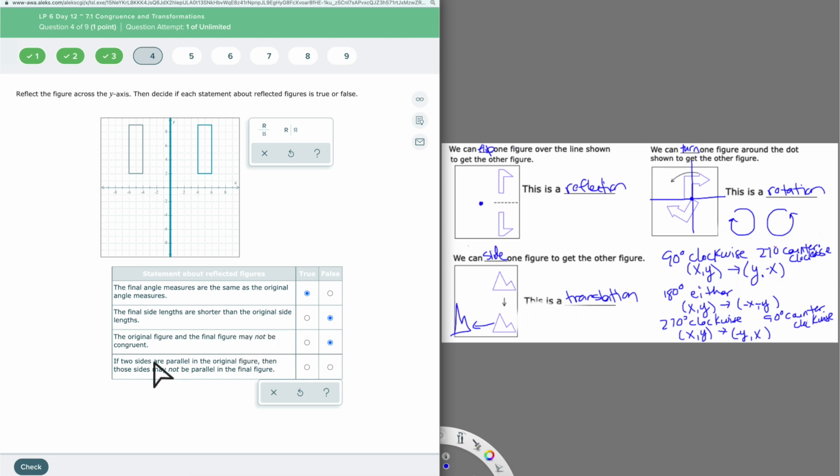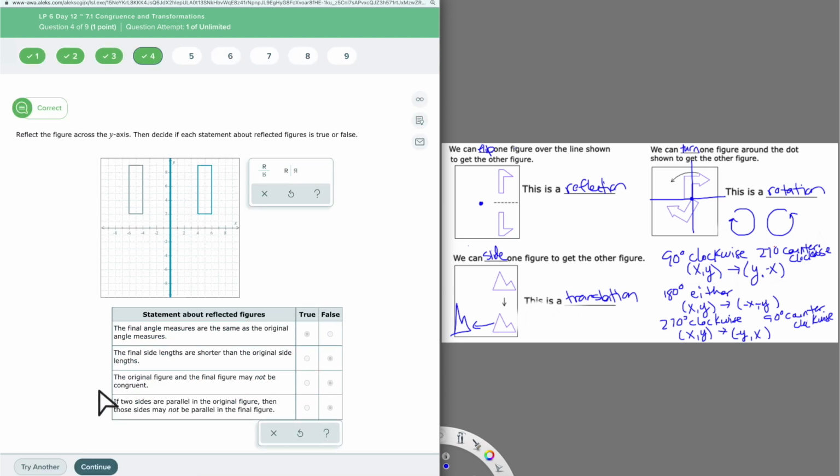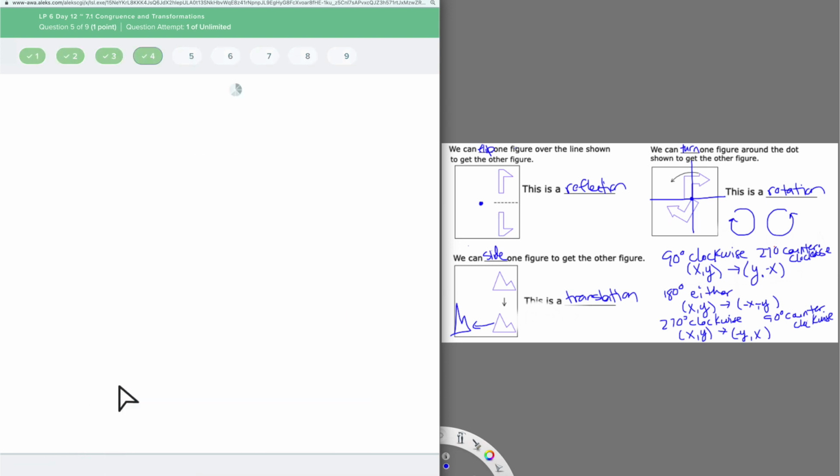If 2 sides are parallel in the original figure, then those sides may not be parallel in the final figure. So be careful. They love to throw this word not in here. So if they were originally parallel, they will still be parallel in the final figure. So they threw may not a couple of times there. We just need to make sure we're paying attention to that wording because they're trying to throw us off a little bit with that guy.